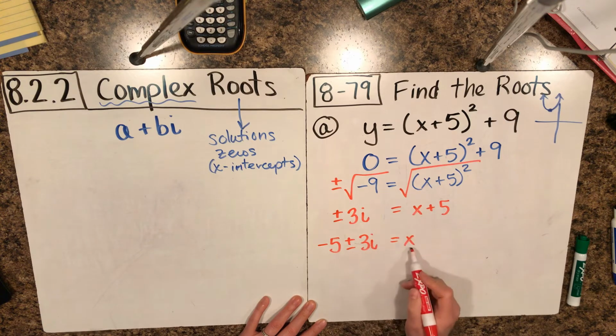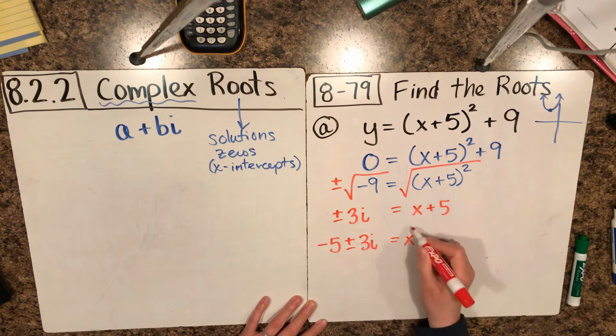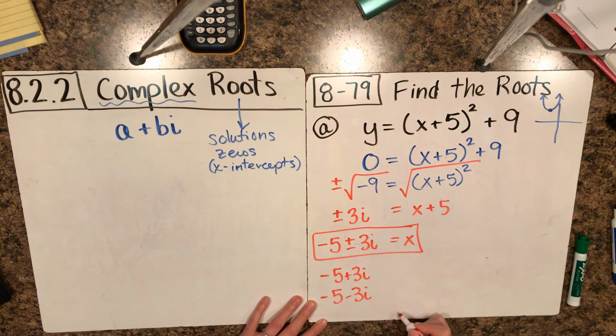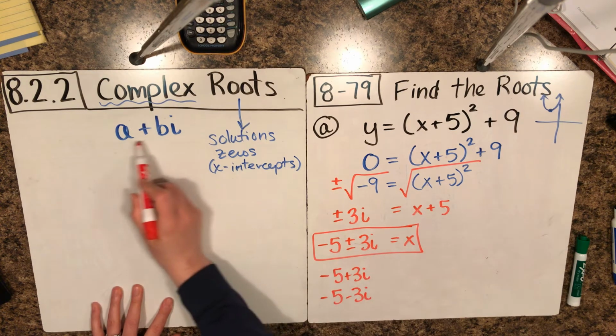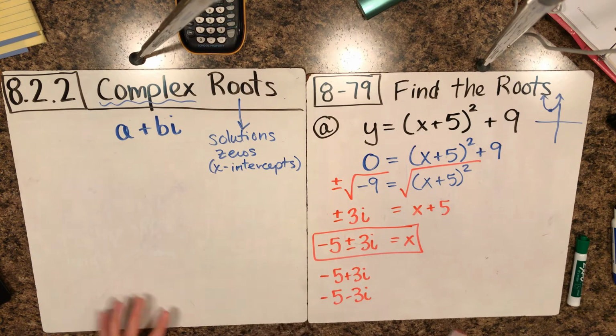And this represents two solutions, or two roots. Okay? Usually we write it together. Remember, it means -5 plus 3i is one of the roots, and -5 minus 3i is the other root. Again, we always want to write it with the real portion first and the imaginary second. That's the standard form of a complex number, a plus bi. Okay?